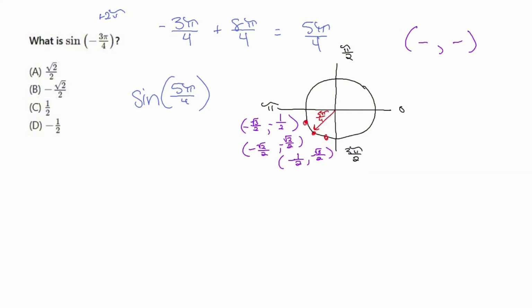I care about 5 pi over 4, which is going to be this coordinate right there. I also care about sine. Points on a coordinate plane are given to you as cosine theta, sine theta. So sine is going to be my y value. More specifically, I care about negative root 2 over 2. Which means at the end of the day, sine of 5 pi over 4 is going to be negative root 2 over 2. Easy peasy. Actually, it's not, but fun pun, which I do a lot of.